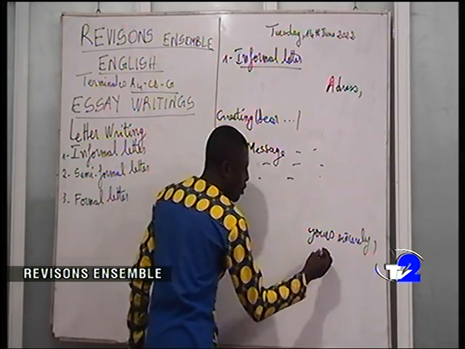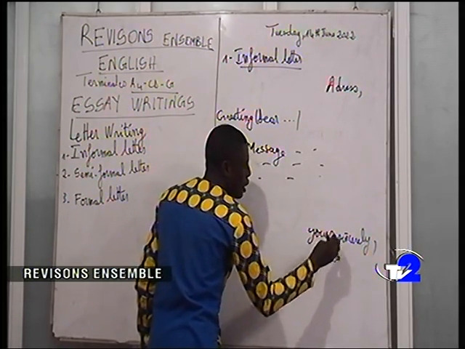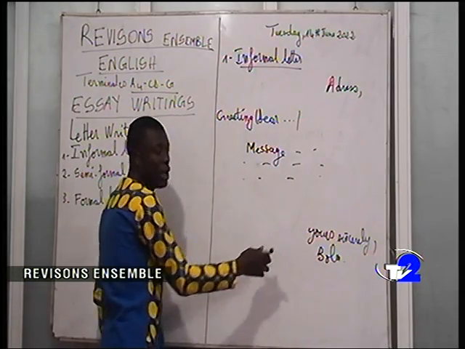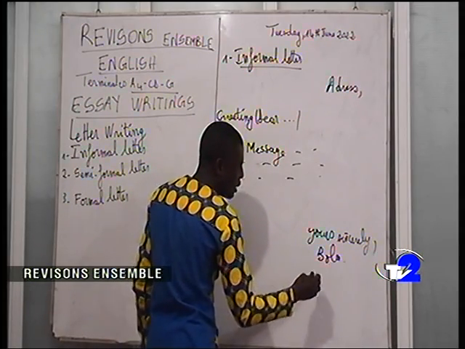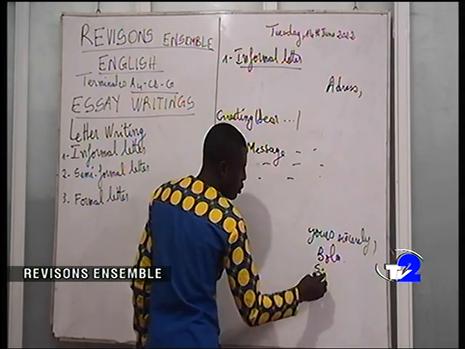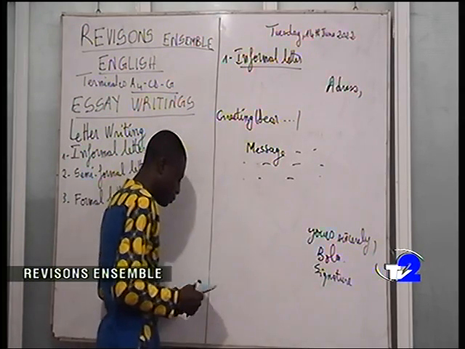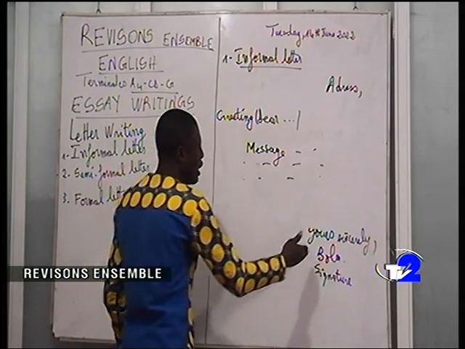You write your name. When you are Bola, you write Bola. When you are Kofi, you write Kofi. When you are Afi, you write your name there. You write a signature, but you don't sign. You understand? So that's your name.